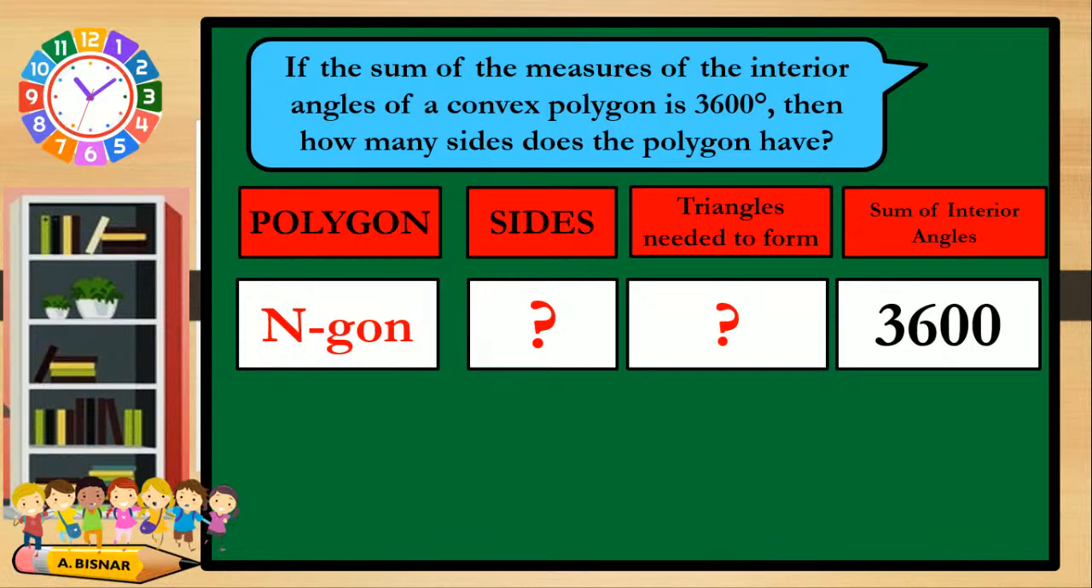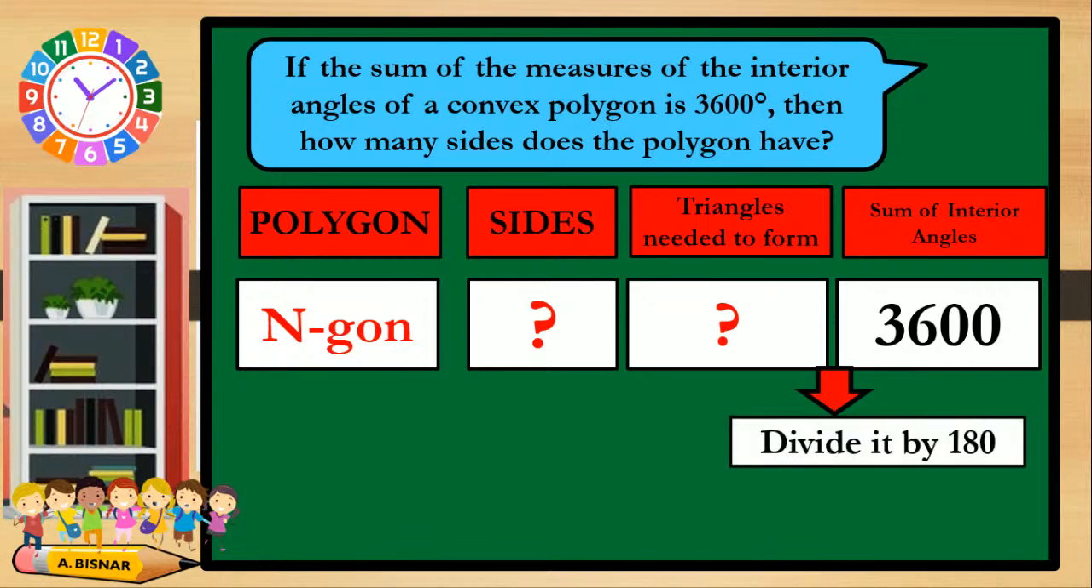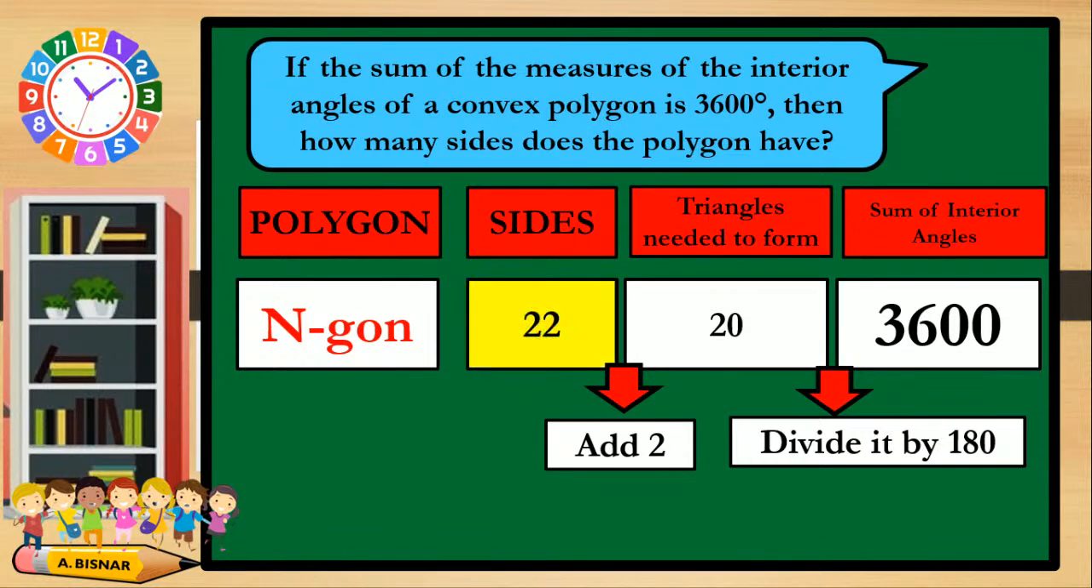Good morning, Dumla. So, first and foremost, you will divide 3,600 by 180. So, when you divide 3,600 by 180, the answer will be 20. So, yun yung triangles na kailangan para mabuo yung polygon na yon. Pero, hindi pa tayo tapos doon. Ano yung polygon na yon? You have to add 2, which means that the number of sides of that polygon is 22. And then, it is a 22gon.